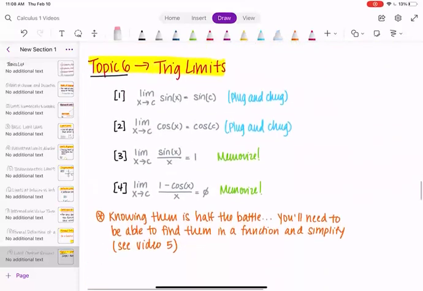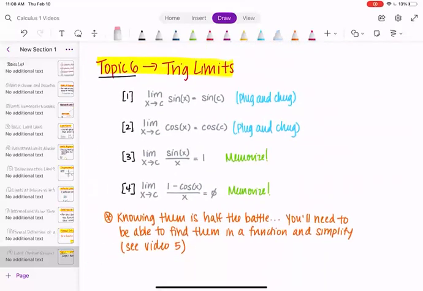Jumping into trigonometric limits, or limits of trigonometric functions, the first two are literally just plug and chug. It's saying if I'm looking at the limit as x approaches c, I just plug in c for x and I get sine of c. Same thing here, I plug in c for x and I get cosine c.